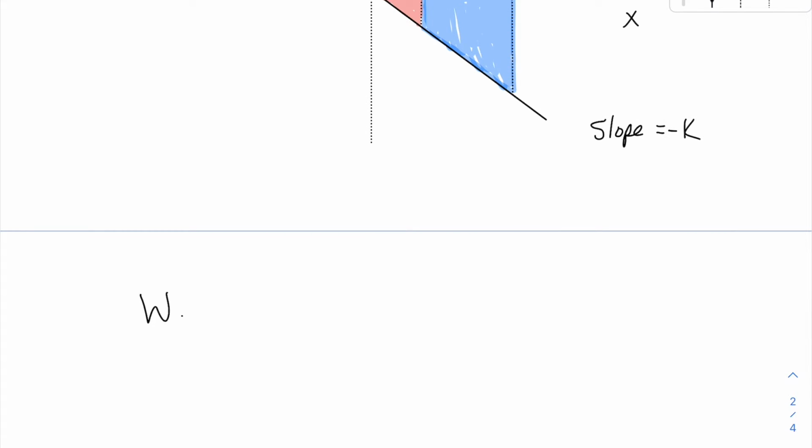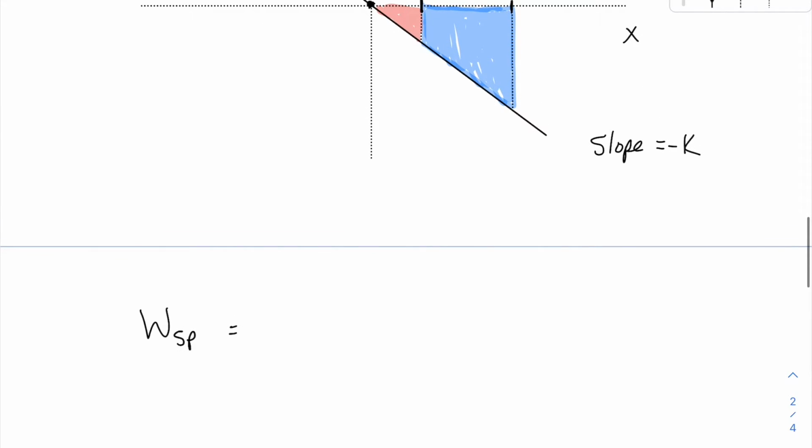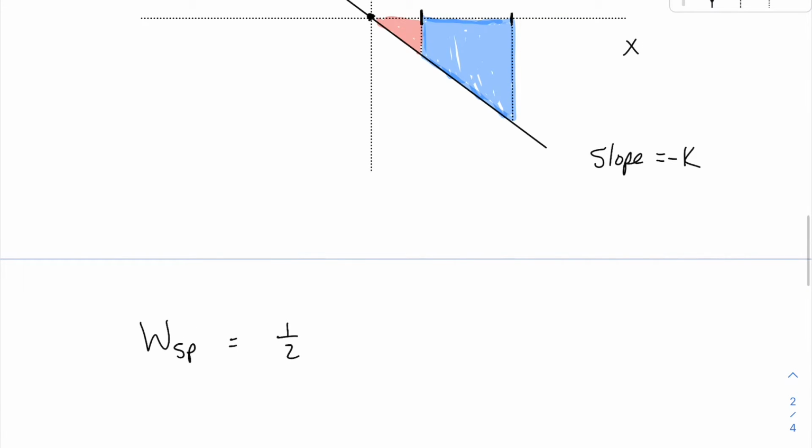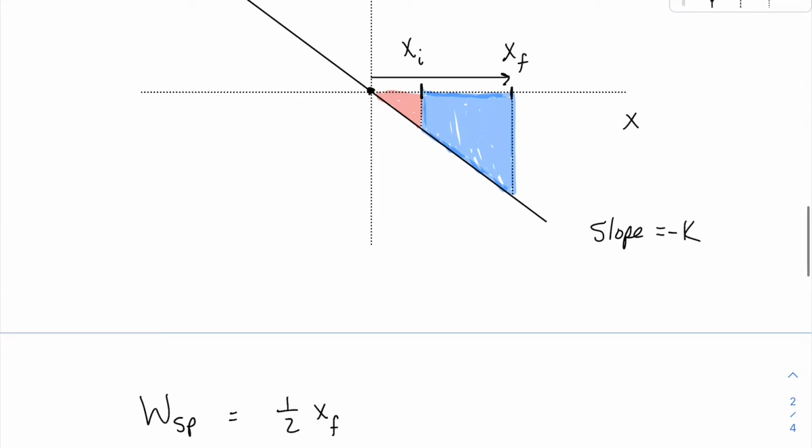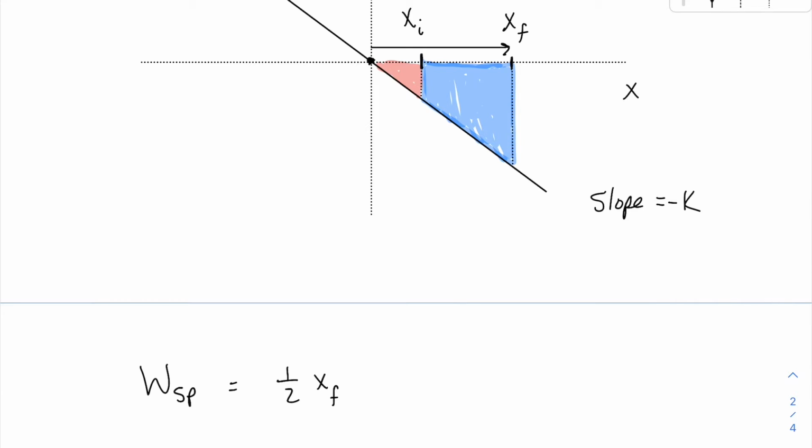So work done by the spring is going to equal the area of the big triangle, which is going to be 1/2 times x final, which is the base, right? The base goes from 0 all the way to x final for that big triangle, and then times the height of that triangle, which is equal to whatever the force is at that point.